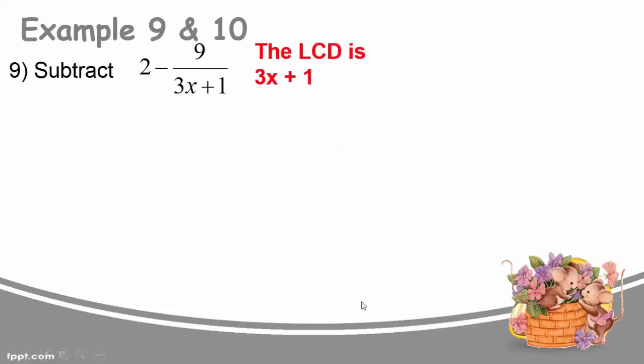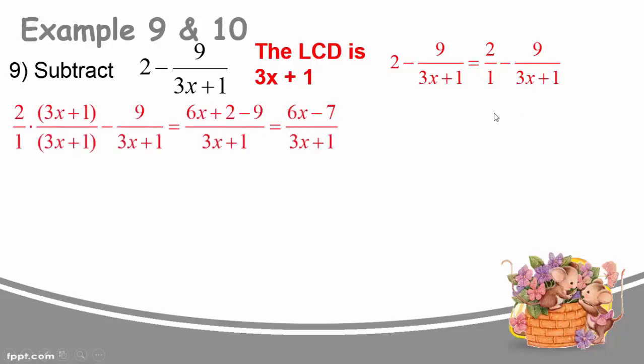Working out number 9, I find that the lowest common denominator is 3x plus 1. Remember, this is just over 1, just like I did on the whiteboard. So here I did that on the whiteboard to keep things clear and tidy so that I know what my lowest common denominator is.